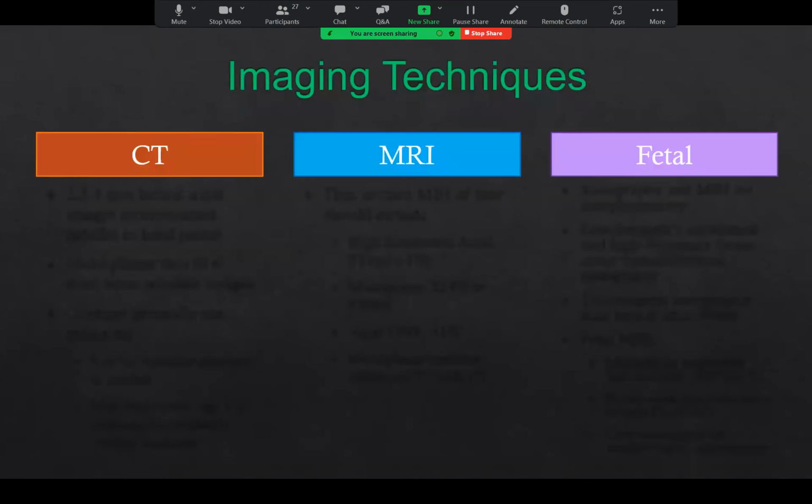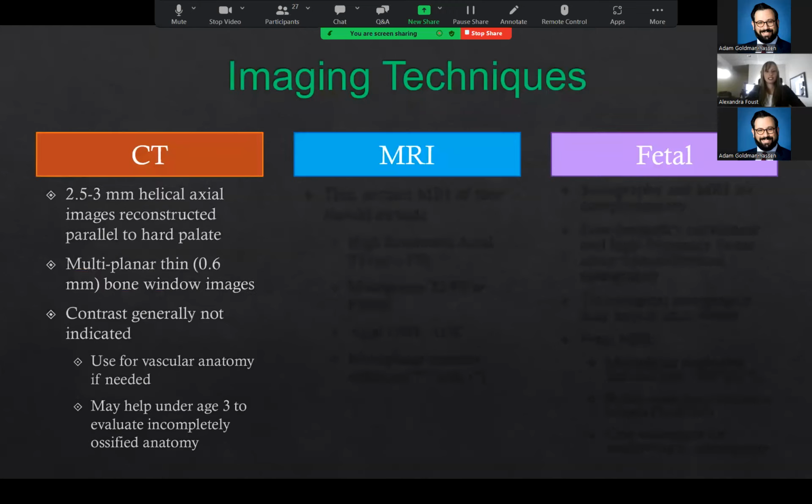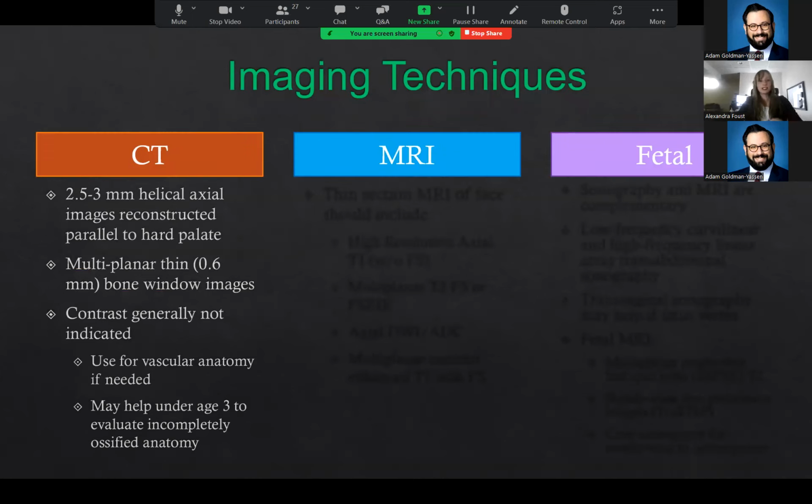So a few background pieces before we get rolling into the embryology. Imaging for the midface is generally best accomplished with a multimodal approach. When you're using CT, you want to consider having 2.5 to 3 millimeter slice thickness. It's great if you can be parallel to the hard palate. Occasionally, you may want to angle up 10 or 15 degrees, depending on what you're trying to visualize optimally.